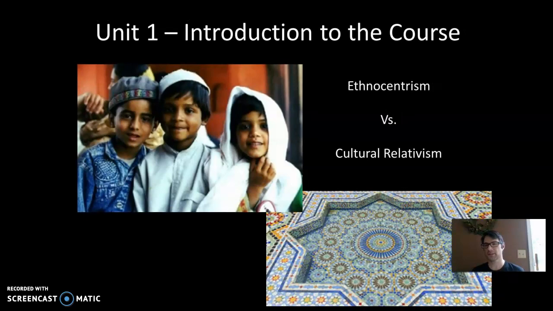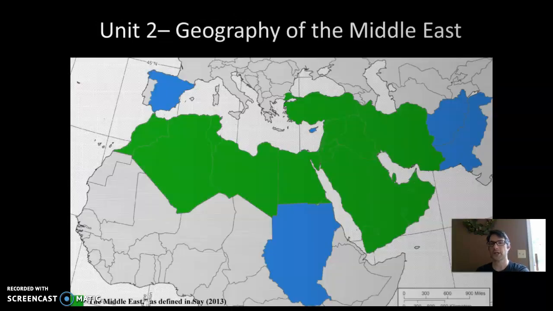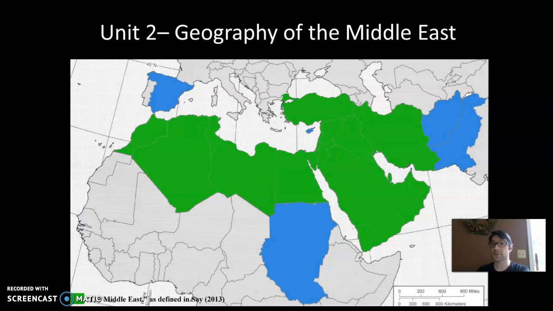Our first unit is basically an introduction to the course. We're going to introduce ourselves, talk a little bit about the Middle East, and introduce the concepts of ethnocentrism and cultural relativism. For Unit 2, we're going to talk about the geography of the Middle East, not just the physical geography or the demographics. We're also going to talk about the MENA region, that is the Middle East and North Africa region, and the stereotypes that we have in the West of that region.